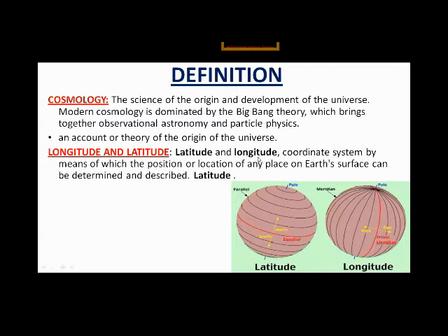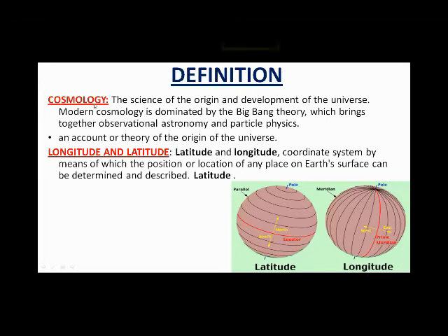Now the second one, longitude. You are observing this red line showing the longitude, which is a vertical line, and the vertical line is also said to be the pole. We have two poles, the north pole and the south pole. So the north pole and south pole show the longitude.